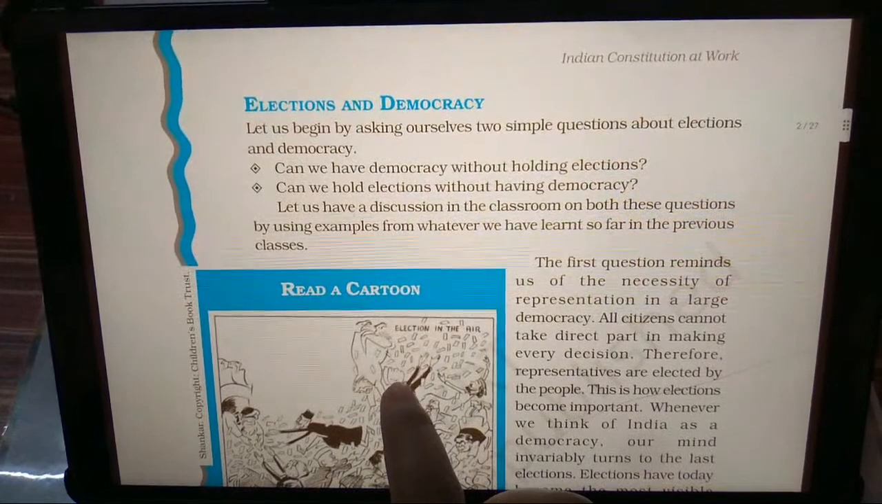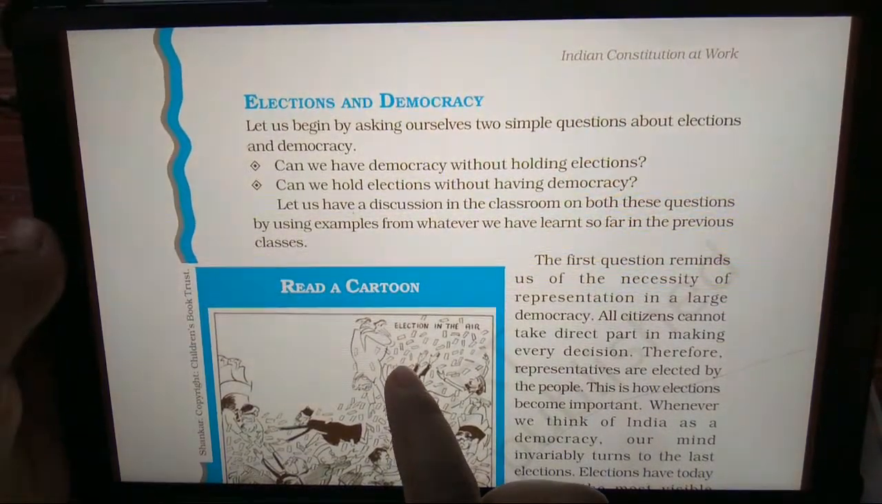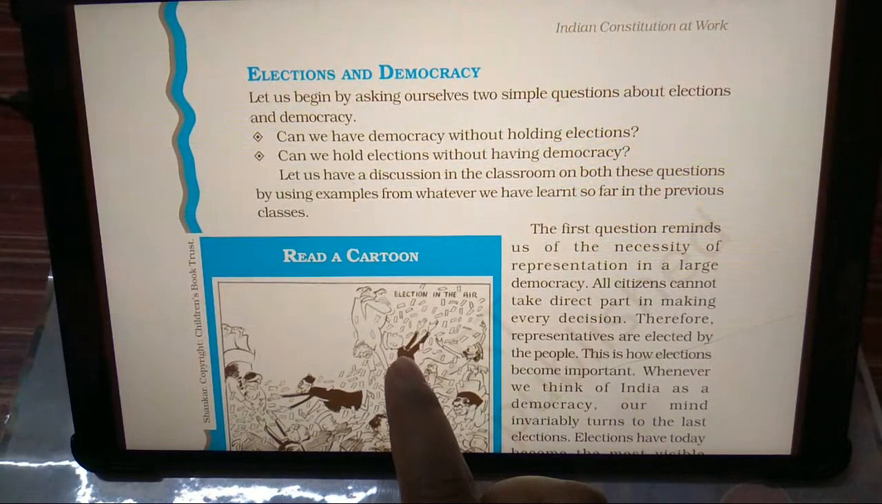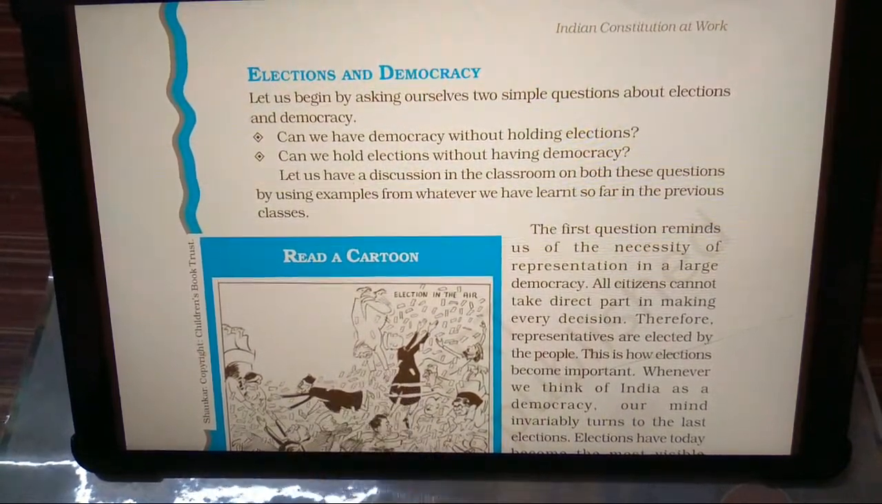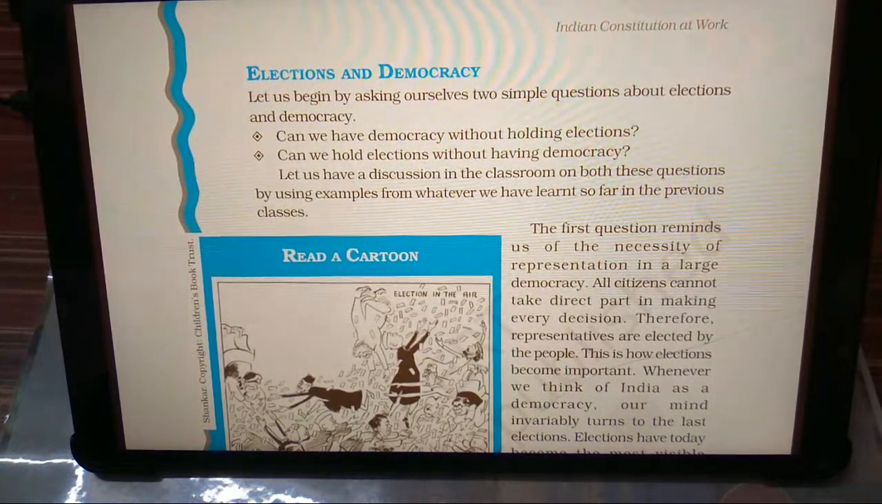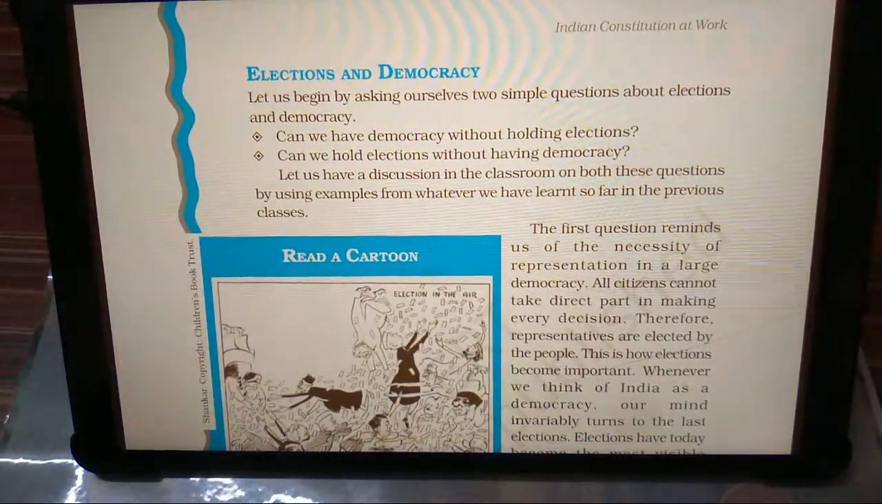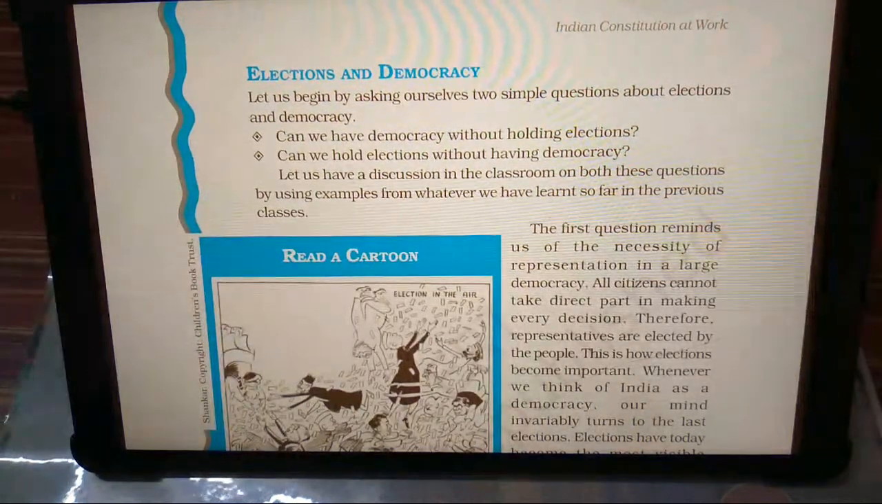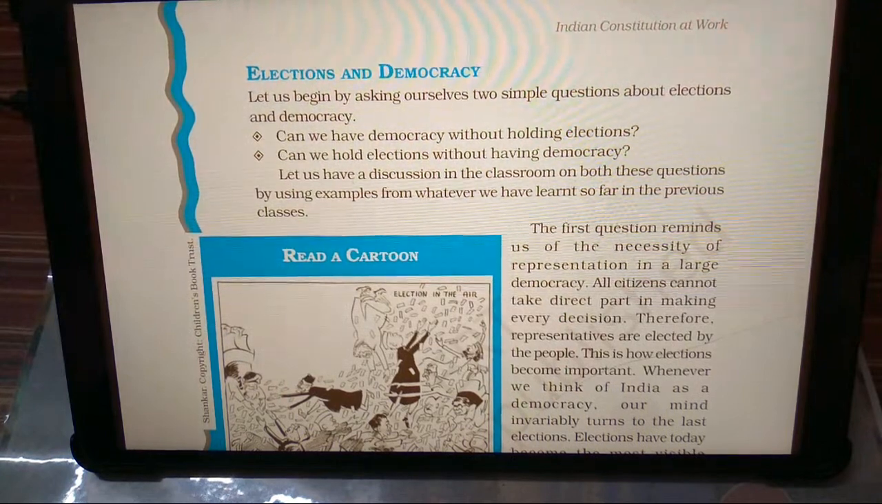Elections and democracy. Let us begin by asking ourselves two simple questions about elections and democracy. Can we have democracy without holding elections? Can we hold elections without having democracy? Let us have a discussion in the classroom on both these questions by using examples from whatever we have learnt so far in the previous classes.